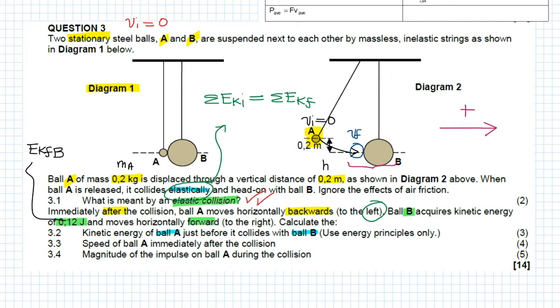A collision takes place, and that is the second thing that happens. We are interested in the kinetic energy of ball A just before it collides with ball B. So a collision has not yet taken place, and we've been given a tip, which is to use energy principles. Since this is an isolated system with no friction present, we know that we can make use of the principle of conservation of mechanical energy.